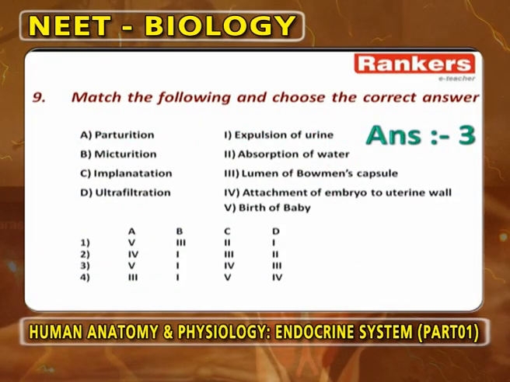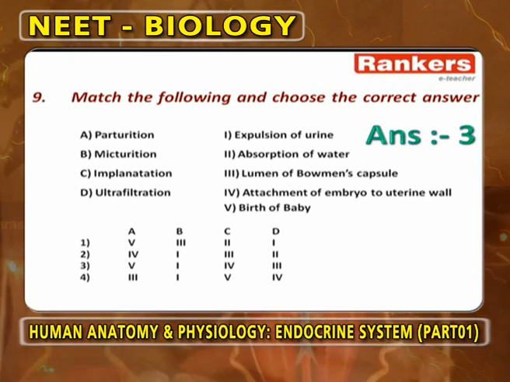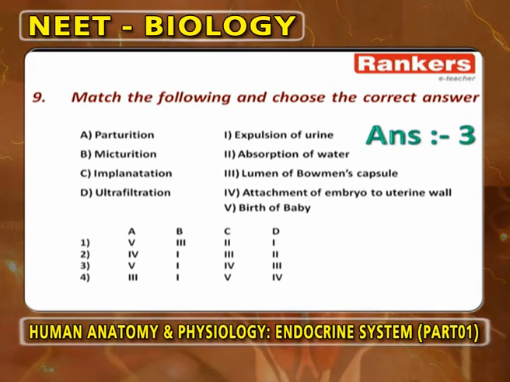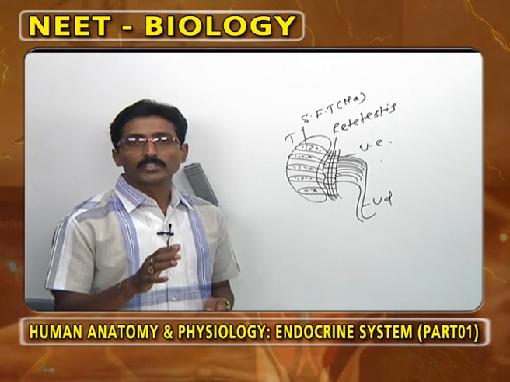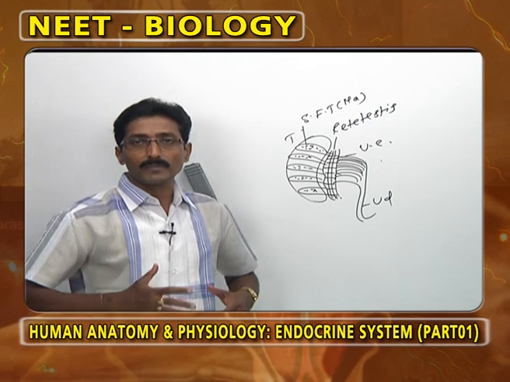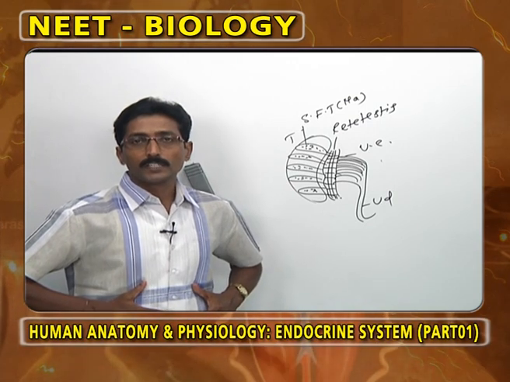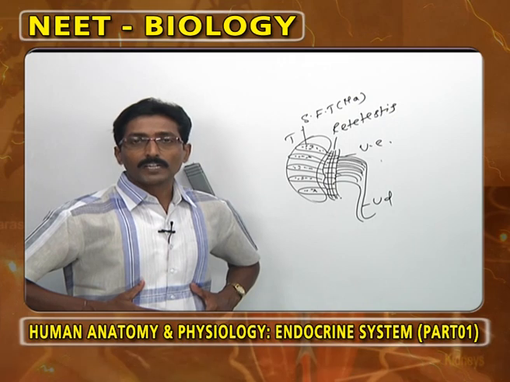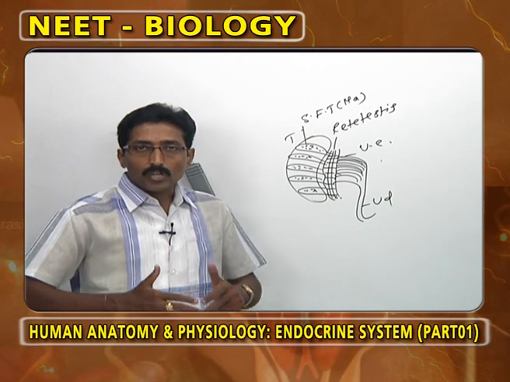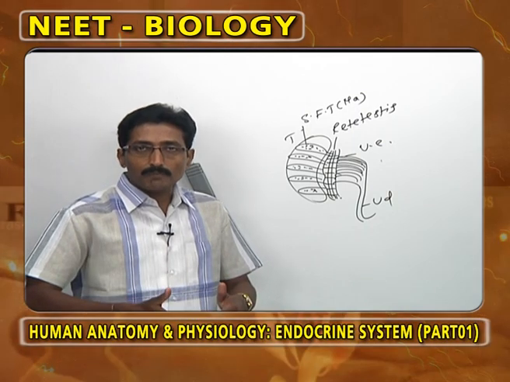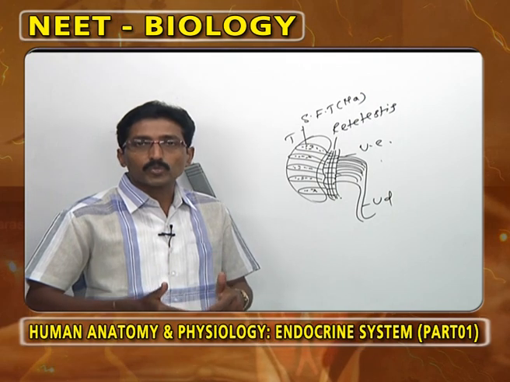Match the following and choose the correct answer. Now you observe list one. One is parturition. The second one is micturition. The third one is implantation. And the fourth one is ultrafiltration. What is meant by parturition? In the female, in the mother's uterus, the embryo develops. After completing the gestation period, the baby will come out. The process of birth of the baby, we call parturition.